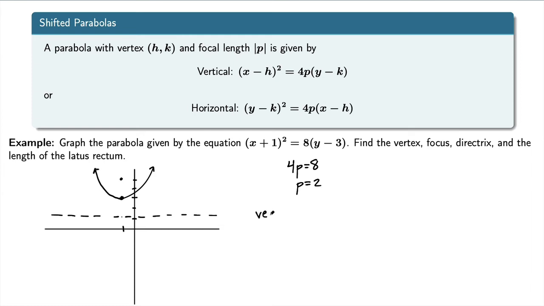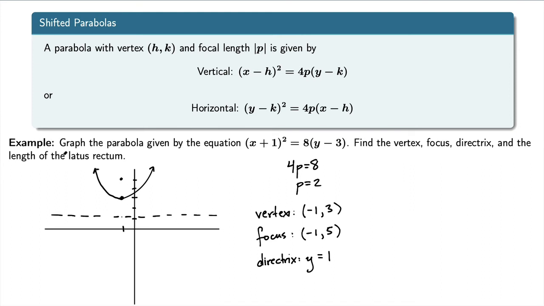So just what we've drawn, we can go ahead and write some things. Our vertex was at (-1, 3). Our focus is at (-1, 5), and then we added p to that, so 5. Our directrix is y equals, and then it was 3 minus 2, which is 1.